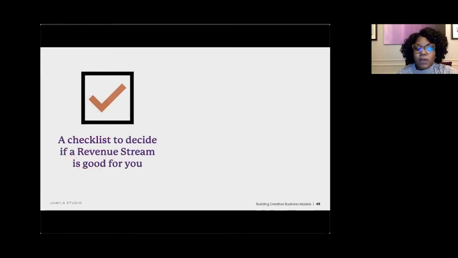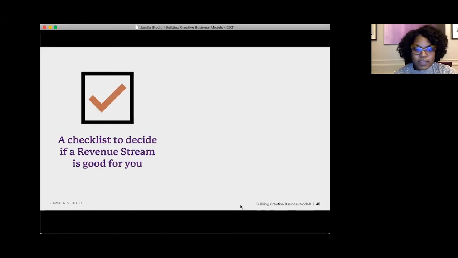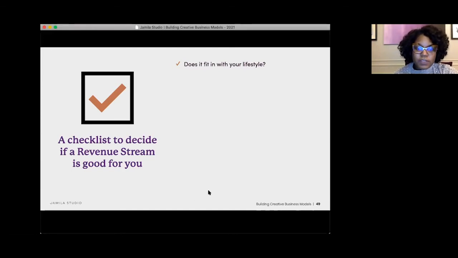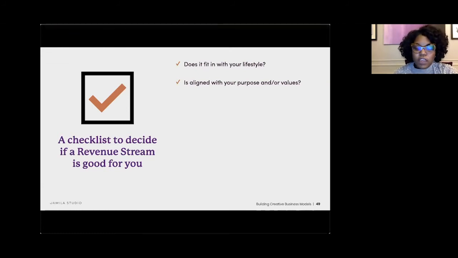So when we talk about deciding what revenue stream is good for you, I've created a simple checklist. Does this fit in your lifestyle? You want to make sure that whatever revenue you're making, whether it's time dependent or time independent, it fits into your lifestyle. If you don't have a lot of time, you might not be able to do a lot of time dependent revenue streams.